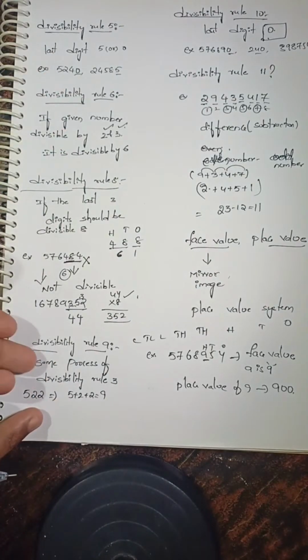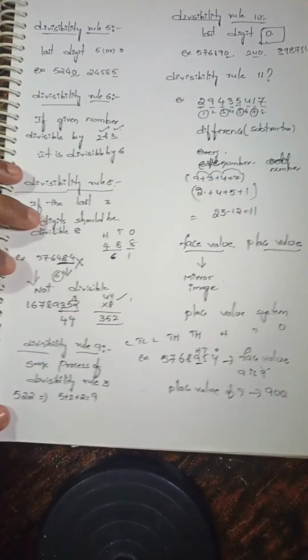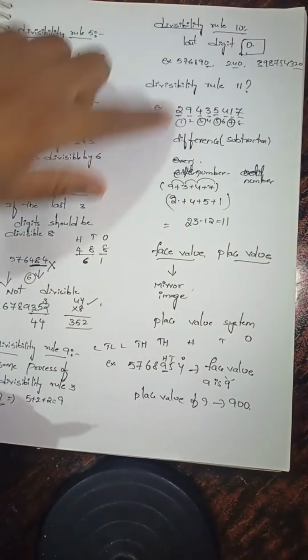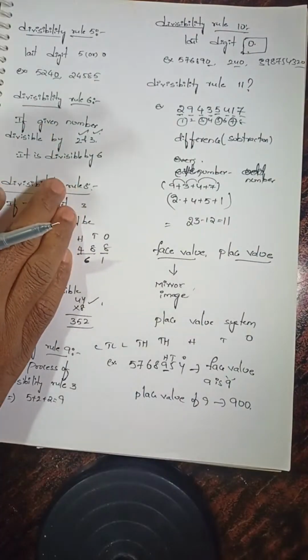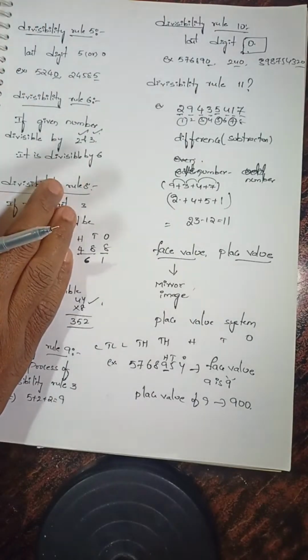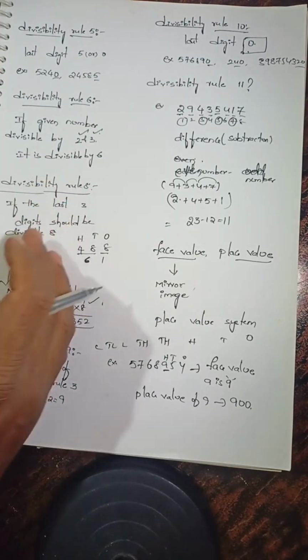As we are doing divisibility rule 3, we are going to do divisibility rule 9 also. Divisibility rule 10 is 0. Now we are going for divisibility rule 11. 11 is very easy. Take the sum of the odd digits and the sum of the even digits, and the difference should be 0 or 1. We have to get the answer either 0 or 1. That is called the final answer.